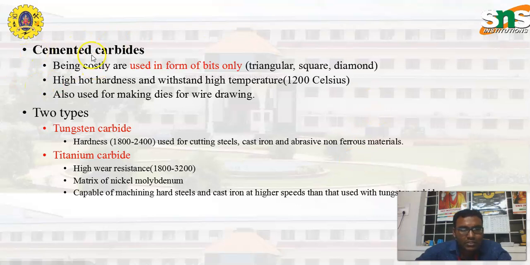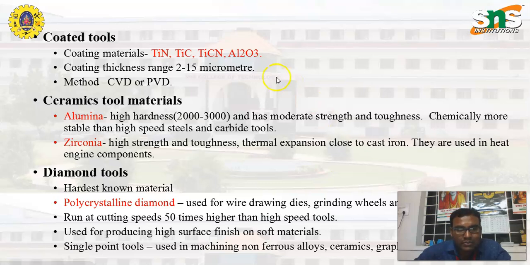Next one is the cemented carbides. It is costly as it is used in the form of bits, that means triangular, square, or diamond bits. It has higher hot hardness and withstands a temperature of about 1200 degrees Celsius. It is used for making dies for wire drawing. Two types of cemented carbides are tungsten carbide and titanium carbide. Tungsten carbide has a hardness of about 1800 to 2400 HRC. Titanium carbide has a wear resistance of about 1800 to 3200 HRC. It is capable of machining hard steels and cast iron at higher speeds than tungsten carbides.